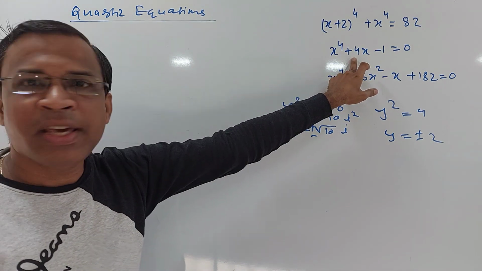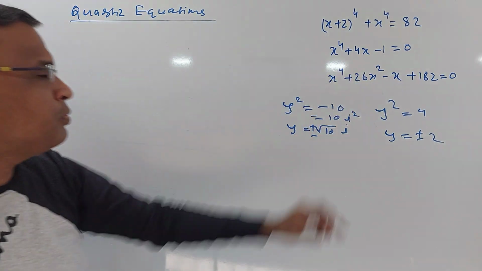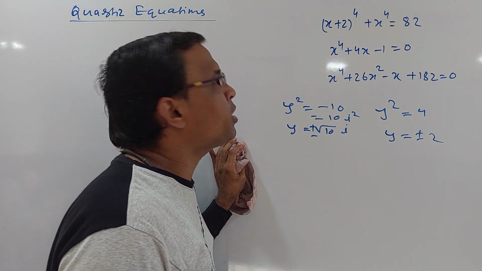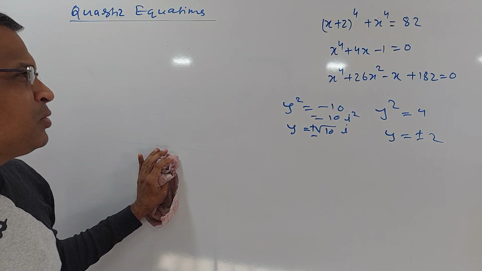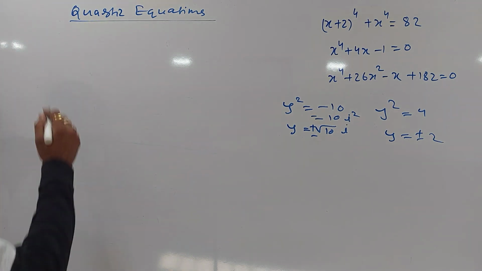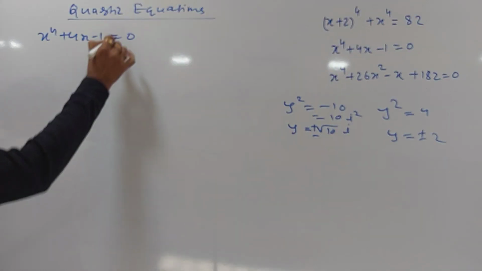This has come in CAT and this has come in JEE Advanced. This is a beautiful question, very beautiful question. Let me try some other approach. Maybe I can try one or two approaches. Let us start. x power 4 plus 4x minus 1 is equal to 0.